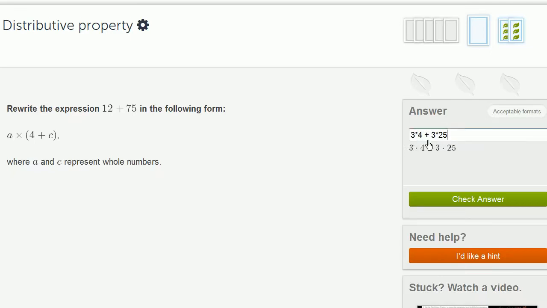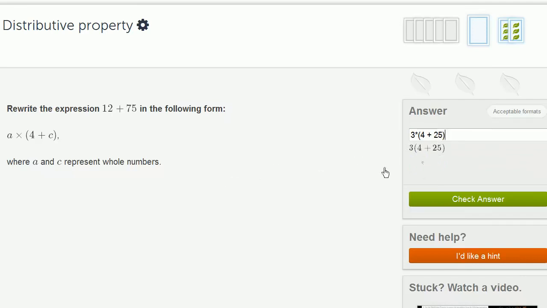Now, what we can do is essentially factor out the 3, or you could say we're undistributing the 3. So that's the same thing. 3 times 4 plus 3 times 25, that's the same thing as 3 times (4 + 25).